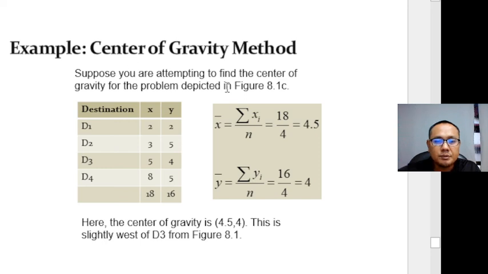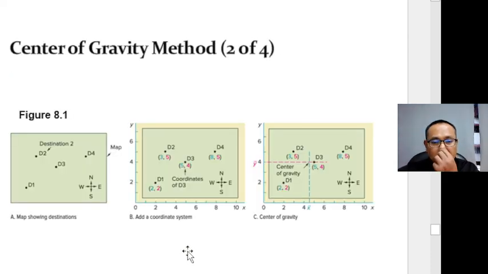Suppose we are attempting to find the center of gravity for the problem depicted in figure 8.1c. So here the center of gravity is 4.5, 4. So this is slightly west of D3 from figure 8.1.